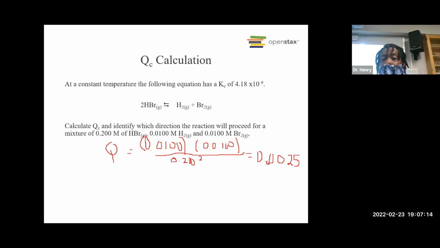Okay, so is our Q greater than our equilibrium constant, or is it less than our equilibrium constant? It's greater, right? Because here's our equilibrium constant. So who are we favoring, our reactants or our products? So we're favoring our products. So which way is the reaction going to be going then? Okay, so it's going to be going to the left, this direction, right?